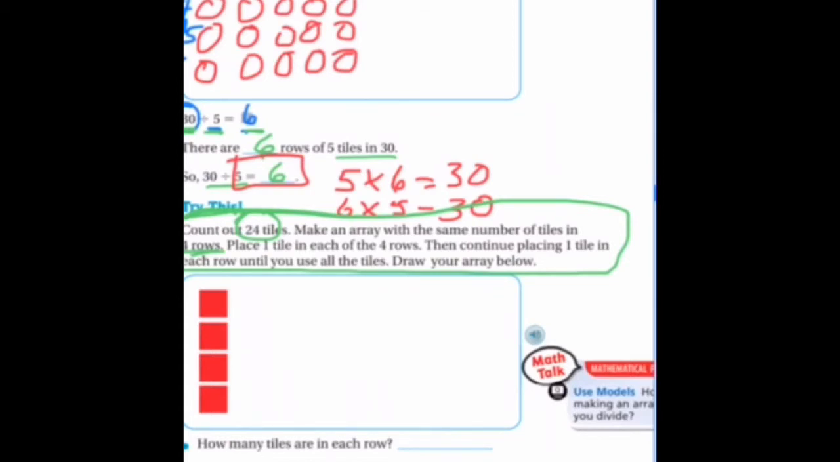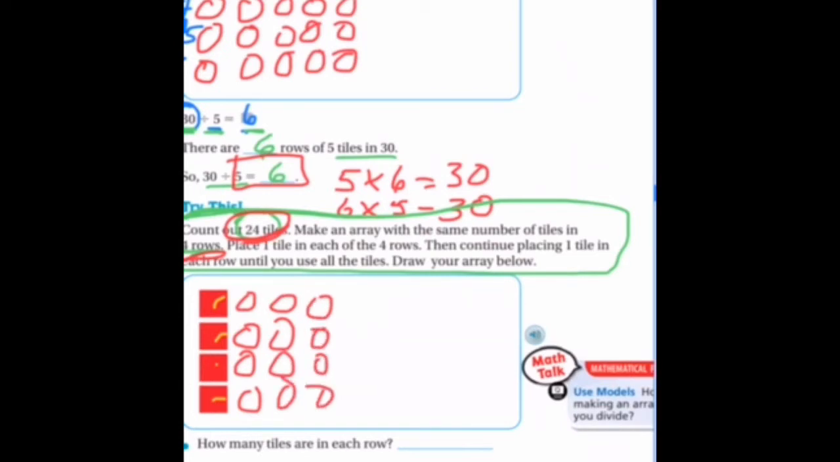Okay, so again, placing 24 tiles in 4 rows. So we have, starting out, 1, 2, 3, 4. We'll continue the rows. 5, 6, 7, 8, 9, 10, 11, 12, 13, 14, 15, 16, 17, 18, 19, 20, 21, 22, 23, 24.